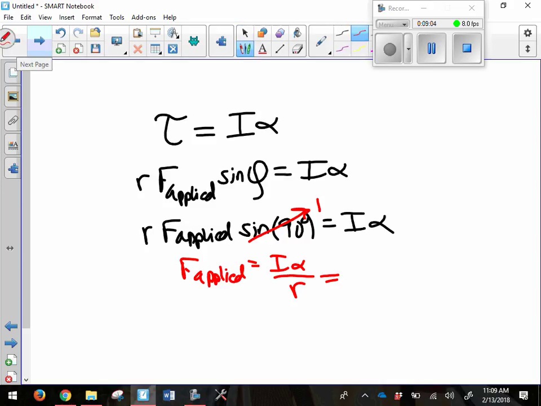How many sig figs do I have running around this problem? So what should it be? Do you agree, Sari? Okay. All right, you got it. Okay.